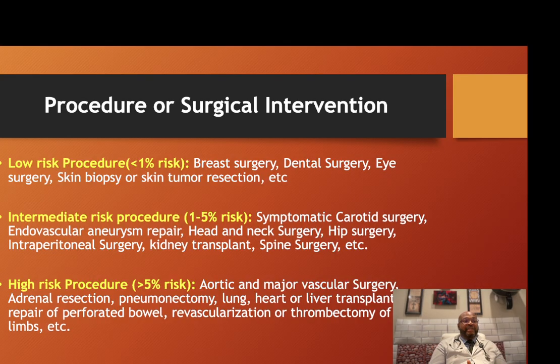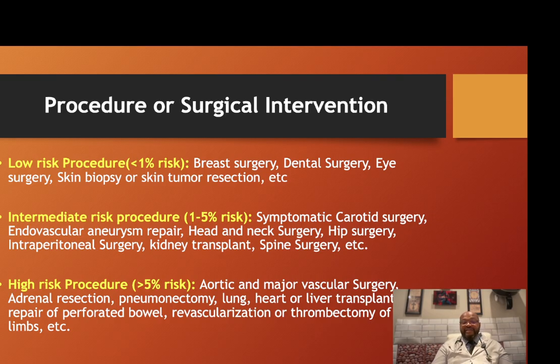So then we start looking at the procedure itself. There are low-risk procedures, meaning there is less than 1% risk of a cardiovascular event or mortality: breast surgeries, dental surgery, eye surgeries like cataracts, skin biopsies, small tumor resections. These are low-risk procedures. Intermediate-risk procedures have a 1 to 5% risk of things going bad, like symptomatic carotid artery surgery, endovascular aneurysm repair, head and neck surgeries, hip surgeries, intraperitoneal surgeries, kidney transplants, spine surgery, etc.